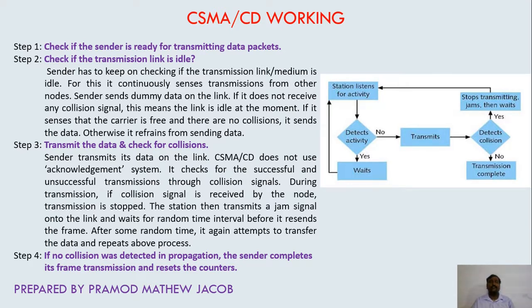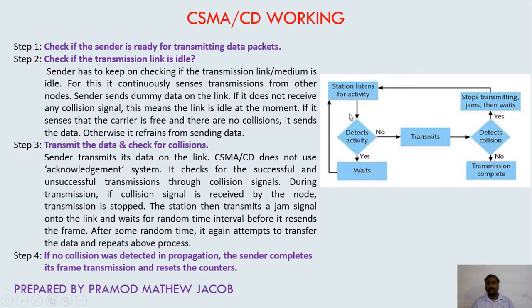If the communication link is idle, then in step 3 it will transmit the data and check for collisions. As CSMA/CD does not use an acknowledgement system, it checks for successful and unsuccessful transmission through collision signals. During transmission, if a collision signal is received by the node, transmission is stopped. The station then transmits a jam signal onto the link and waits for a random time interval before it resends the frame. After some random time, it again attempts to transfer the data and repeats the above process. If no collision was detected in propagation, then the sender completes its frame transmission and resets its counters.